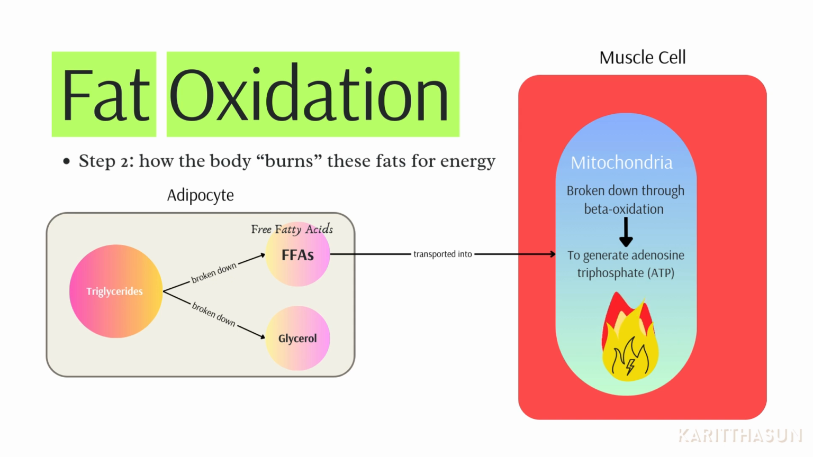Once lipolysis releases free fatty acids, these fatty acids are transported to the mitochondria within cells, where fat oxidation takes place. Fat oxidation, or beta oxidation, is how the body turns and burns these fats to generate energy in the form of ATP, or adenosine triphosphate. Essentially, lipolysis is the breakdown and fat oxidation is where the actual energy production happens.